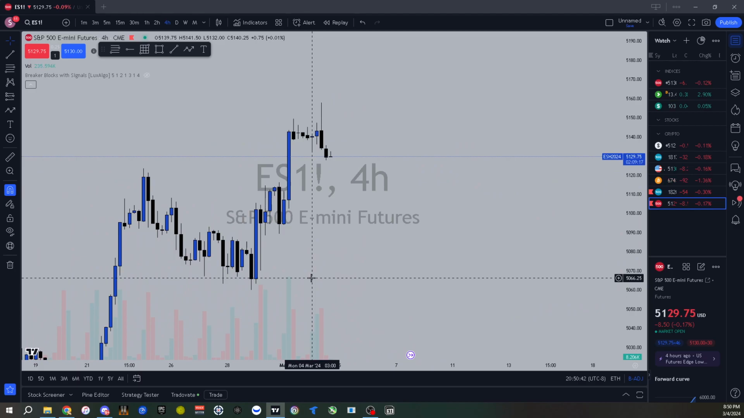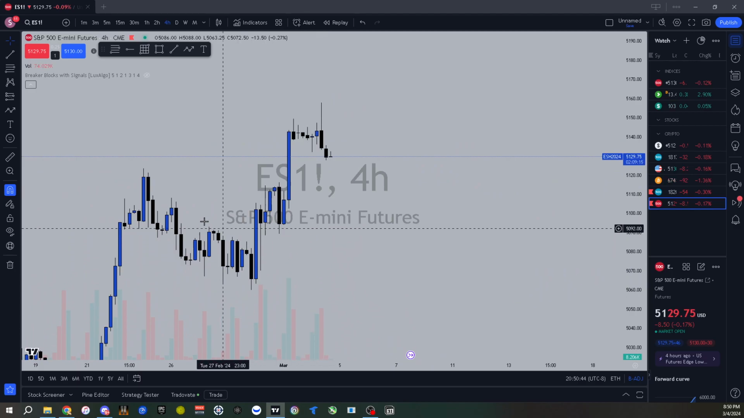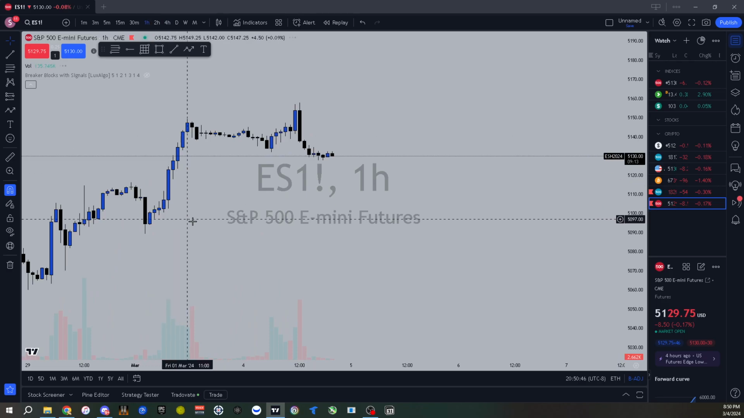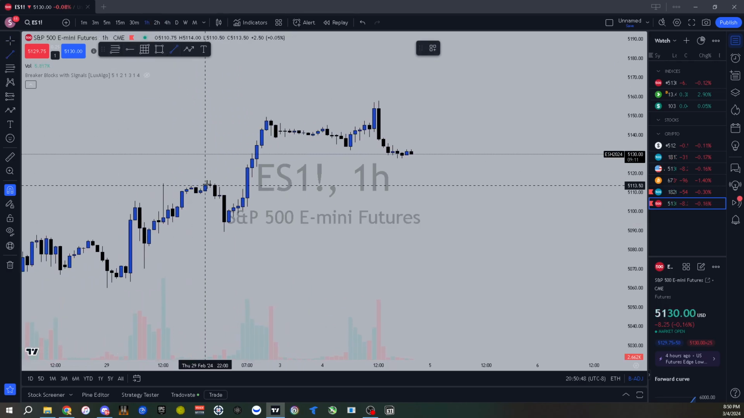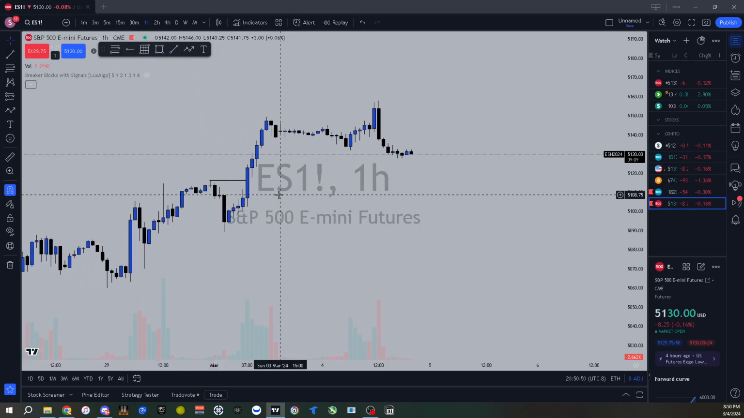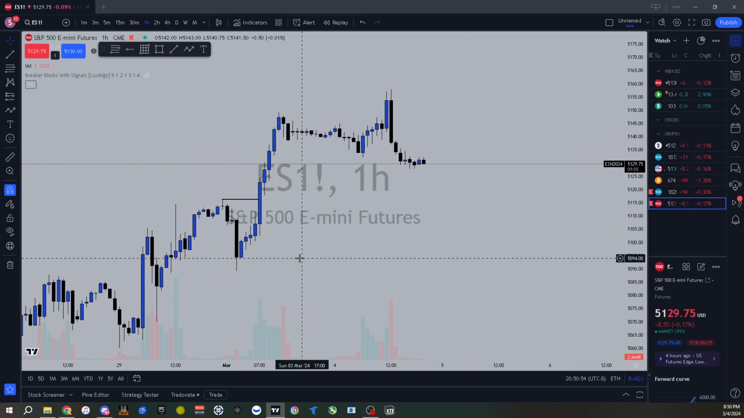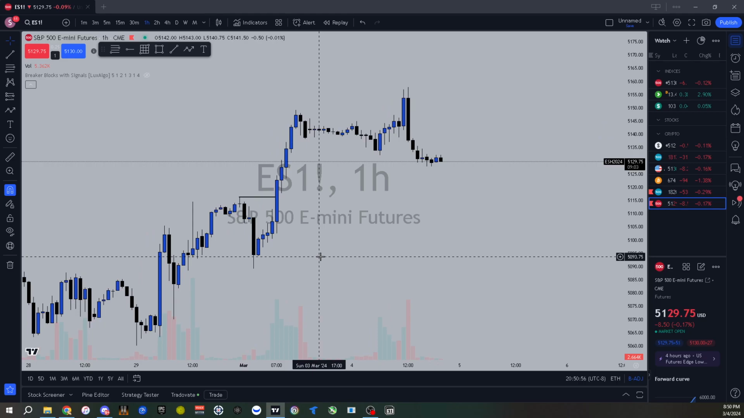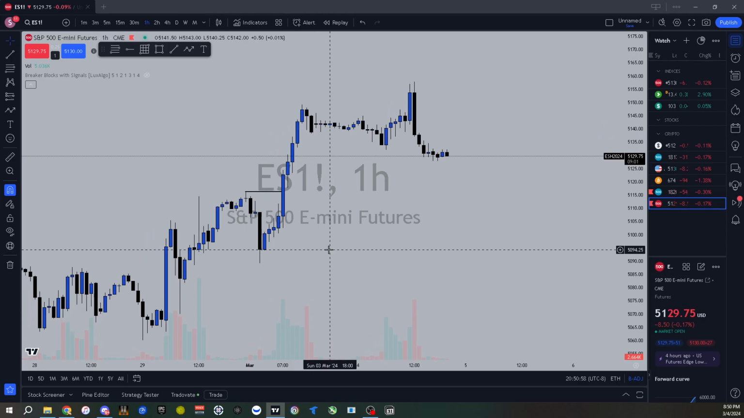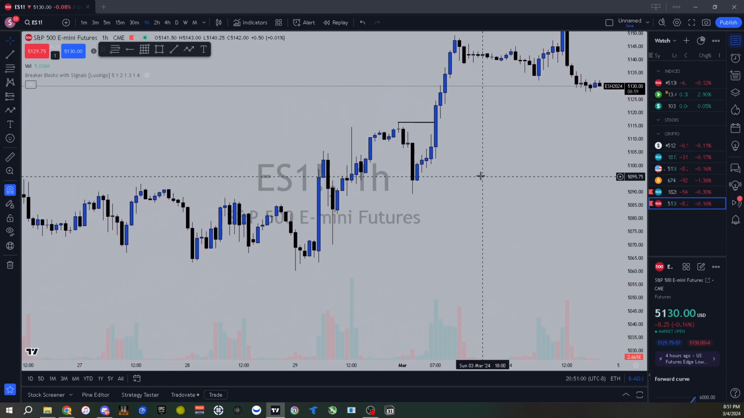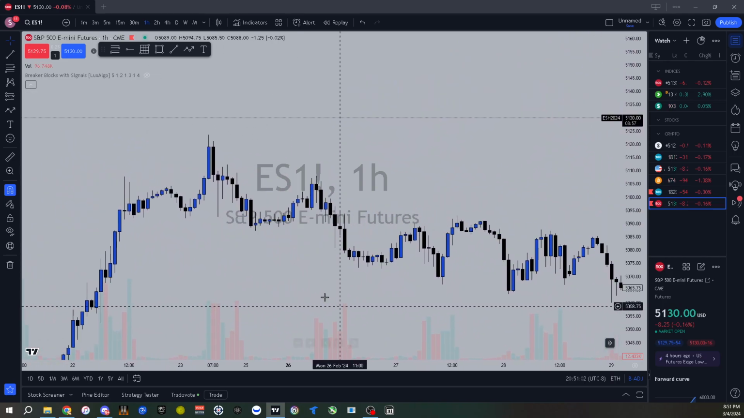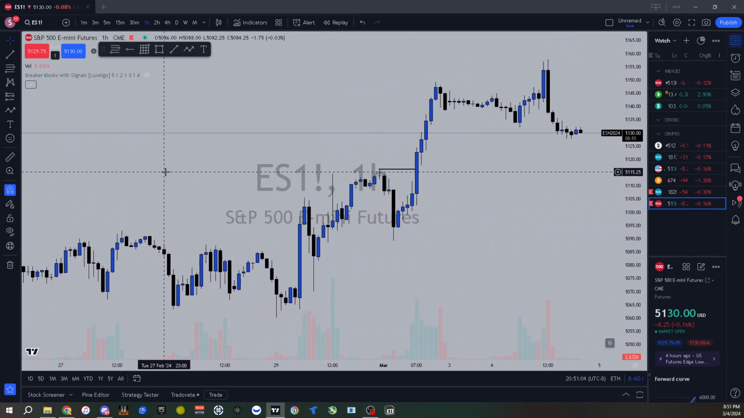How else do people find their bias? On the 1 hour, breaker structure. Look, this is a breaker structure right here. We broke structure to the upside. What happened? We ran up. Okay? This is what I'm telling you guys. Watch what price does. There's breaker structures and liquidity sweeps on every single time frame.